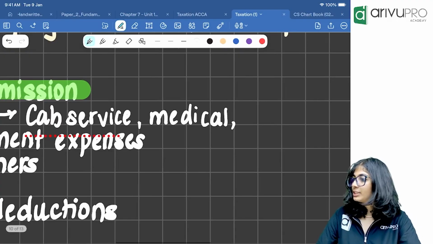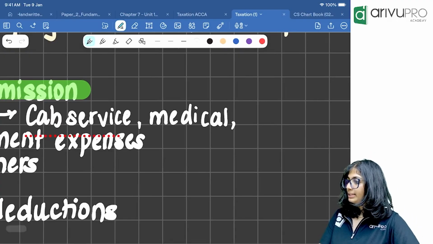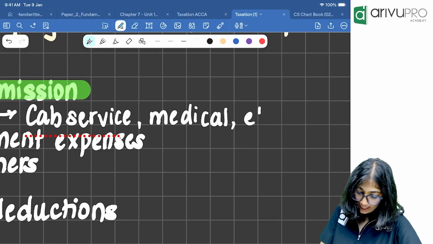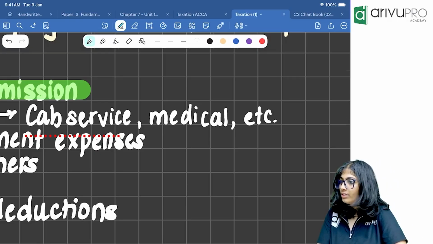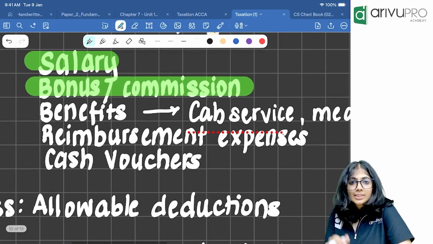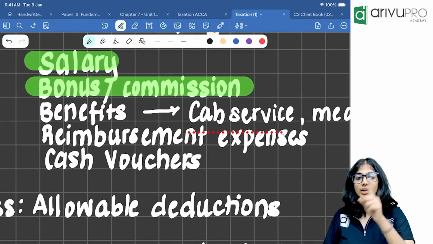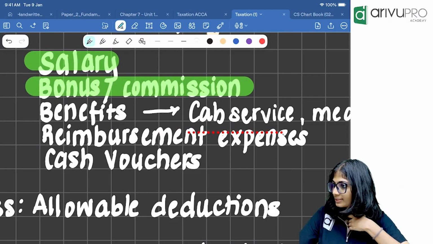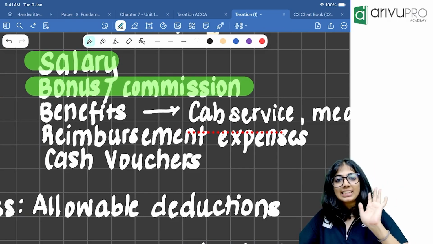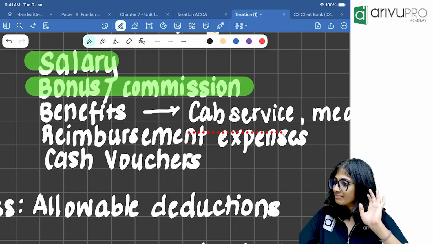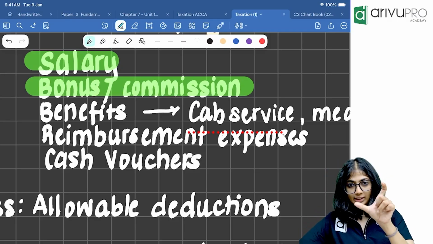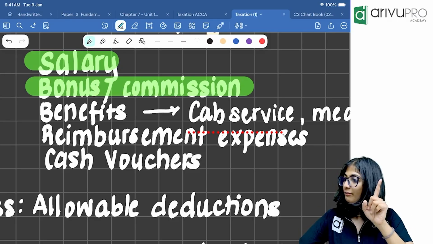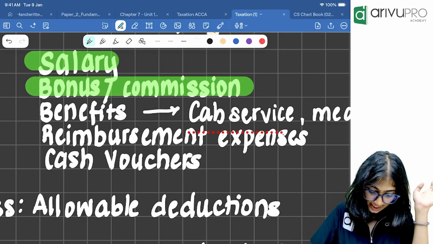Okay, cab service, medical expenses, all of these, etc. We have a huge list that we'll get to later. But any cab service that is provided from your work to home or home to work comes under benefits, and that benefit is taxable. On that benefit, you have to incur a certain amount of tax.